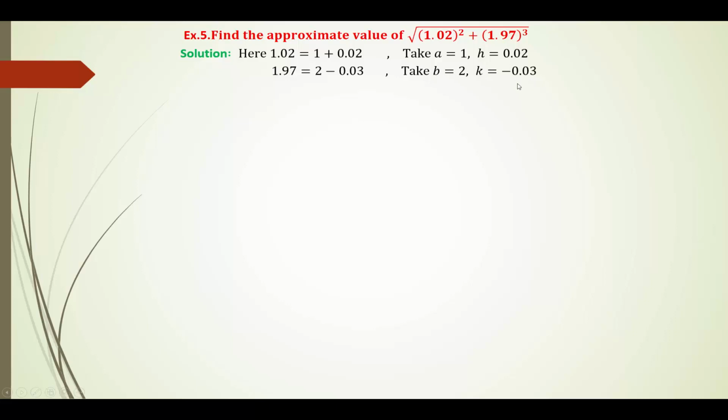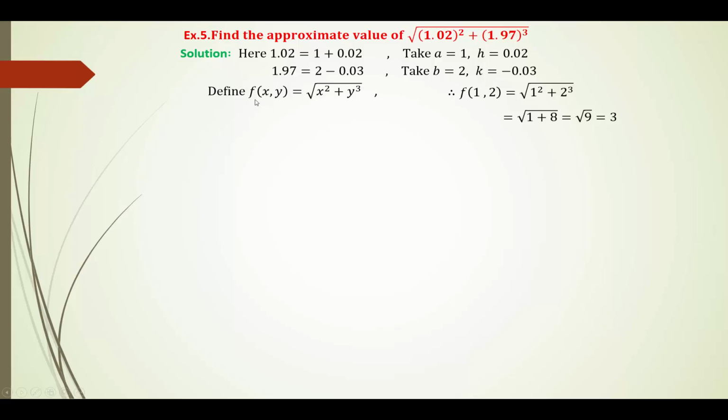Now define the function f(x,y) equal to the square root of x square plus y cube. Then find the value of the function f at point (a,b). a is 1, b is 2. So f(1,2) equals the square root of 1 square plus 2 cube. 1 square is 1, 2 cube is 8, equal to root 9, and root 9 equals 3.